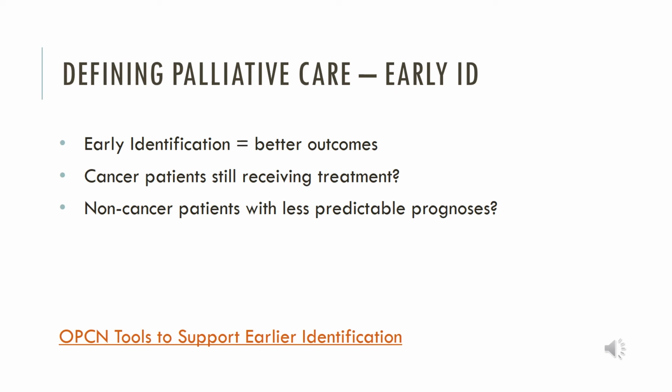When we compare this early identification approach with the OHIP definition, you may wonder about cancer patients who are still receiving chemotherapy, or patients like Joseph, whose prognosis is less predictable, or patients whose prognosis will likely be longer than 1 year.